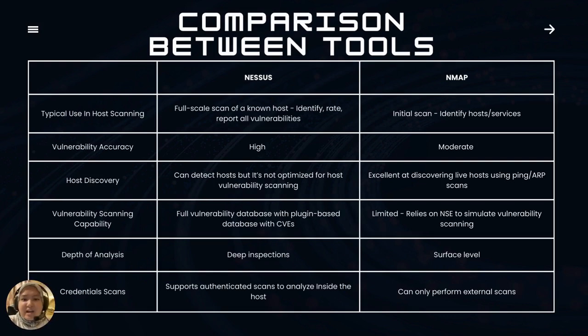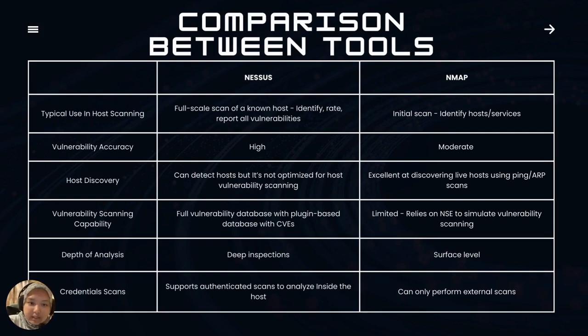Next is vulnerability accuracy. Nessus provides high accuracy since it uses a comprehensive plugin-based system that's updated with known vulnerabilities. But Nmap, on the other hand, offers moderate accuracy. It can find some vulnerabilities using a scripting engine, but it's not as detailed or as reliable for deep analysis. Next, when it comes to host discovery, Nessus can detect hosts, but it's not optimized for that task, while Nmap, on the other hand, excels in this area. It is one of the best tools for discovering live hosts using methods like ping or ARP scans.